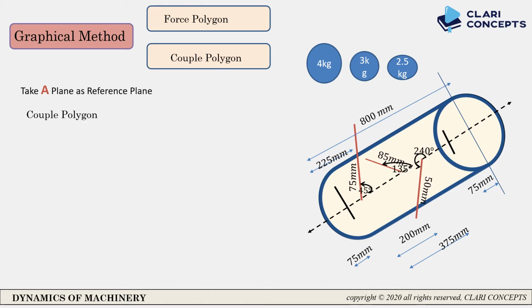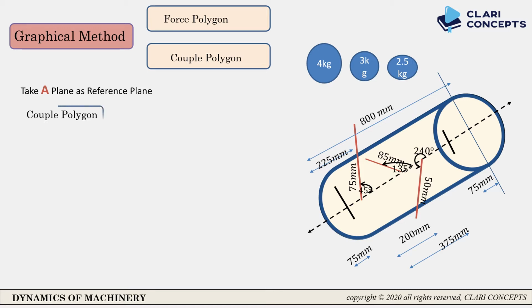So here first I draw a couple polygon. Whenever you draw a couple polygon, make sure that your reference plane is on the left hand side of all the planes. You can draw the couple polygon in the direction of force, and after drawing the whole polygon you convert it by rotating it 90 degrees. Whenever you draw the couple in the force direction, the whole polygon will be rotated in the clockwise direction by 90 degrees.